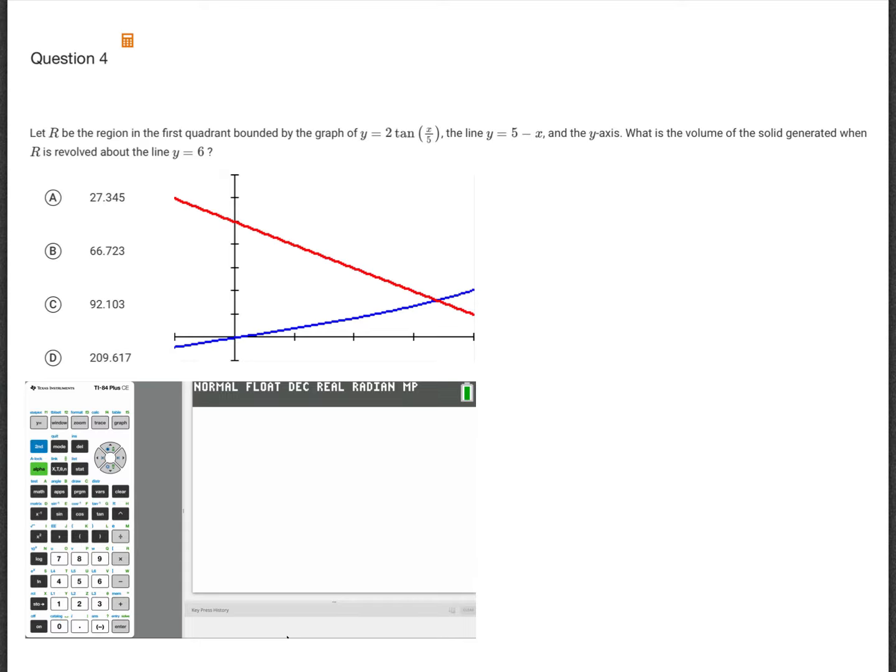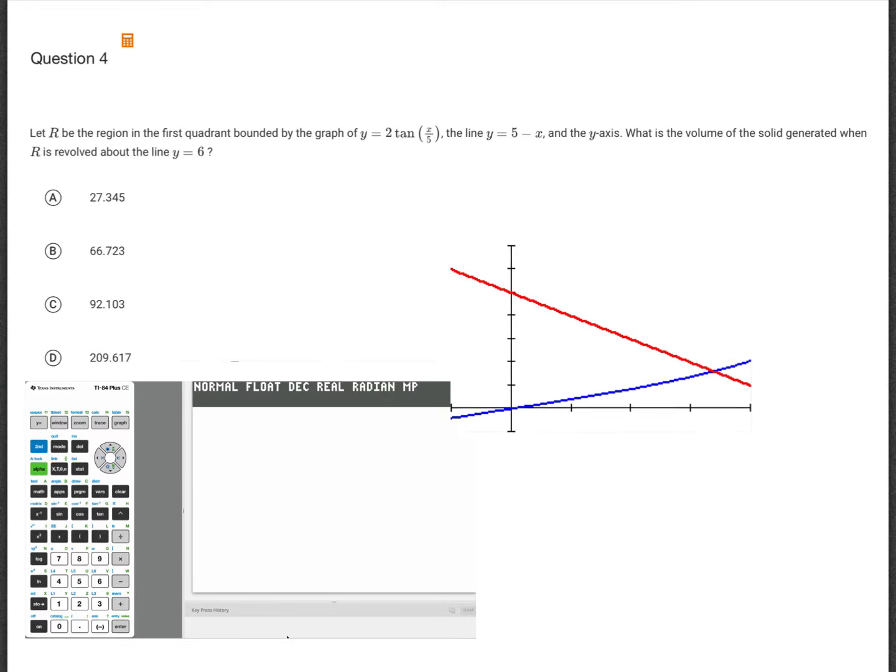Okay, so we can see this. I graphed this in Desmos, and we could graph it on the calculator, but just to see it when I'm explaining it. So this is the line y equals 5 minus x. You can see y-intercept is 5, and this slope would be -1. Okay, and then this is the 2 tan x over 5 function, the blue one. Okay, and then here's the y-axis. So they want us to take this area, and we're going to revolve it around the line y equals 6.